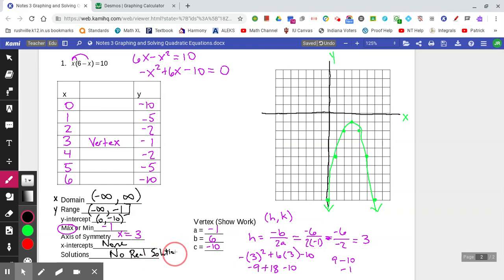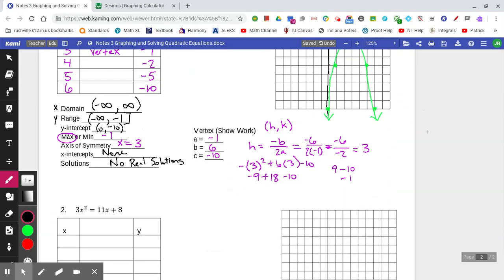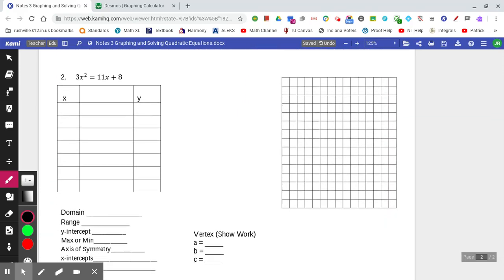So that means in a few days, when we learn about solving, we would have to solve this algebraically to figure out what those non-real results are. And we would actually have solutions. It's just we can't solve this one by graphing. Let's take a look at one more example.